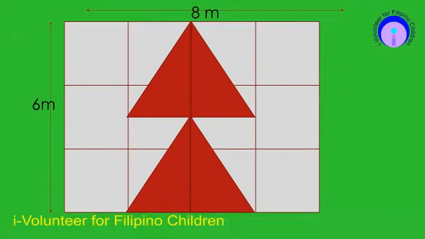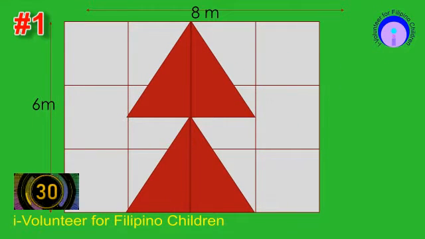Item number 1. Find the area of the red triangles. You still have 5 seconds to finish.